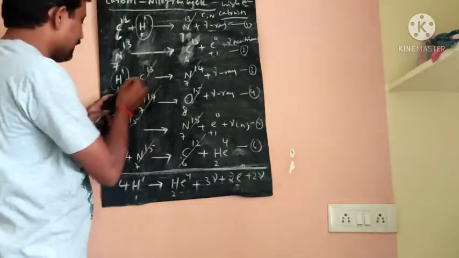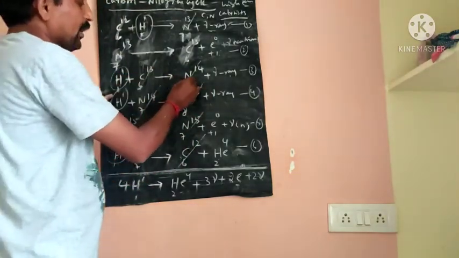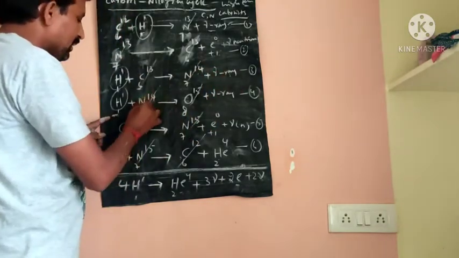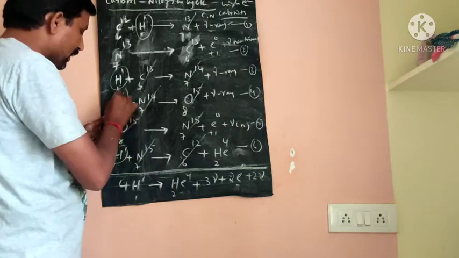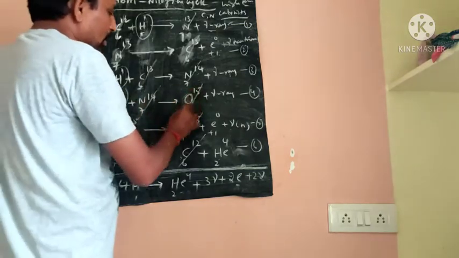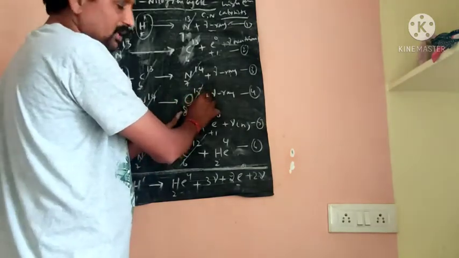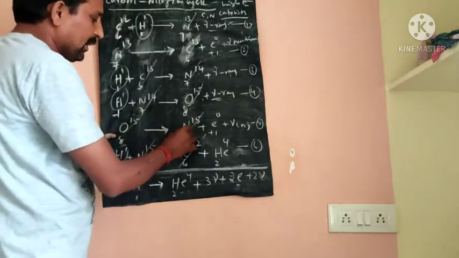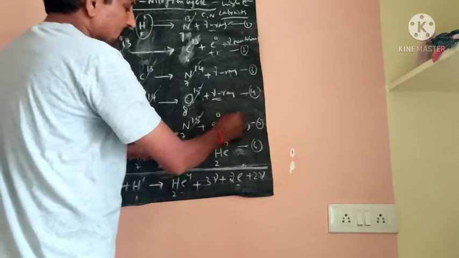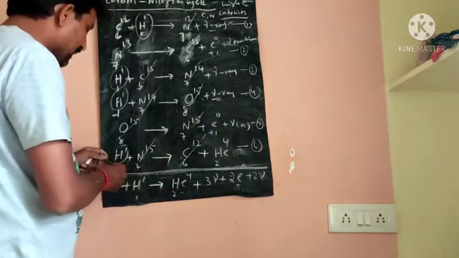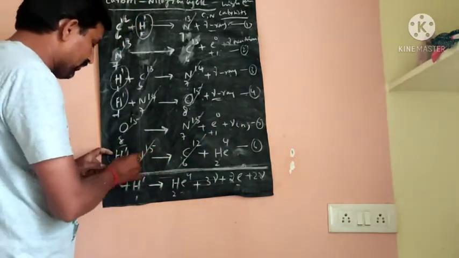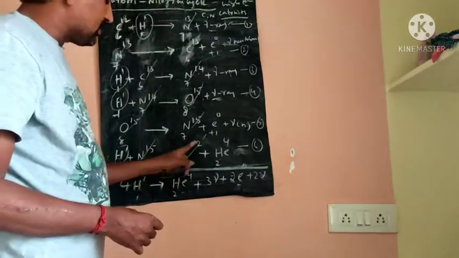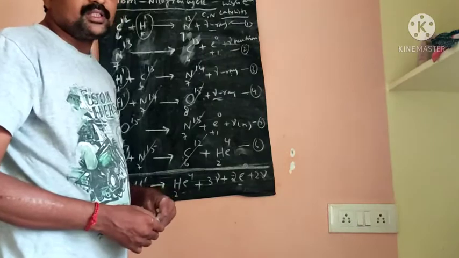Again the carbon 613 reacts with one proton, nitrogen 714 is formed, and one gamma ray is produced. Nitrogen 714 again reacts with one proton H11, and oxygen 815 is formed plus a gamma ray. Oxygen 815 again decays to nitrogen 715 plus one positron and one neutrino. Nitrogen 715 again reacts with one proton. Finally carbon 612 and a helium 24 nucleus are formed.